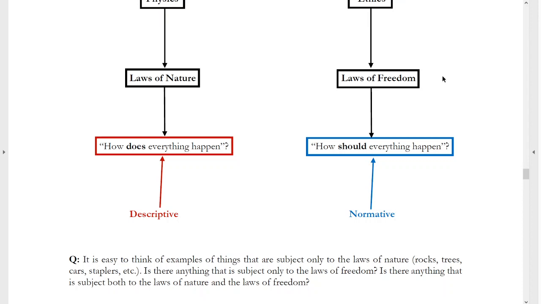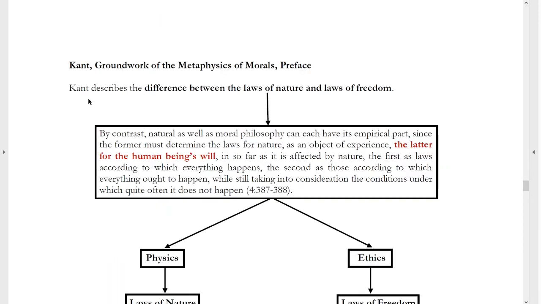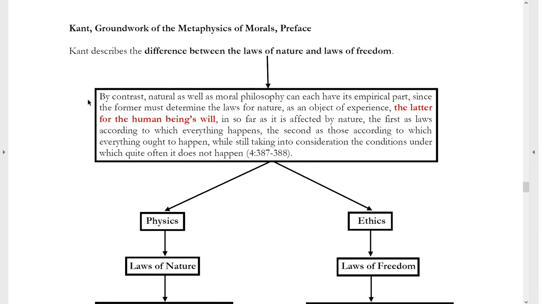So the next question to ask is, is there anything that partakes of both? Is there any being, any individual, that is both influenced by the laws of nature, but also under the sway of the laws of freedom? Now, Kant thought there was such a being, and you might have guessed it's the human being, and more specifically, a rational being, a being with the ability to reason, but not just any part of a human being.